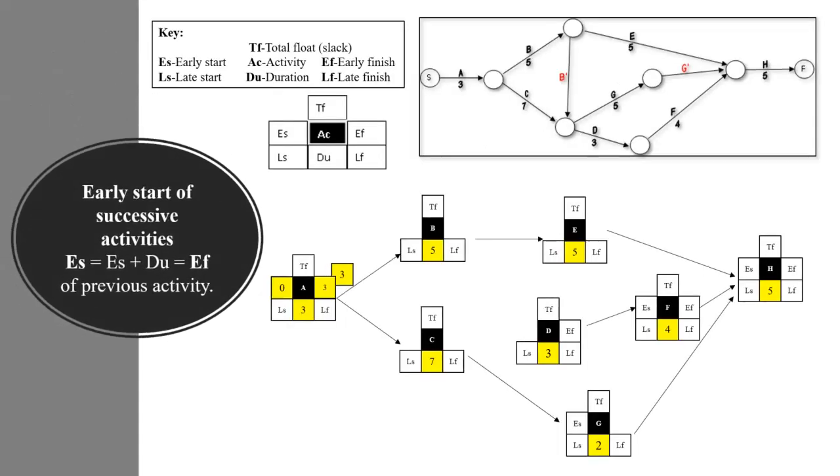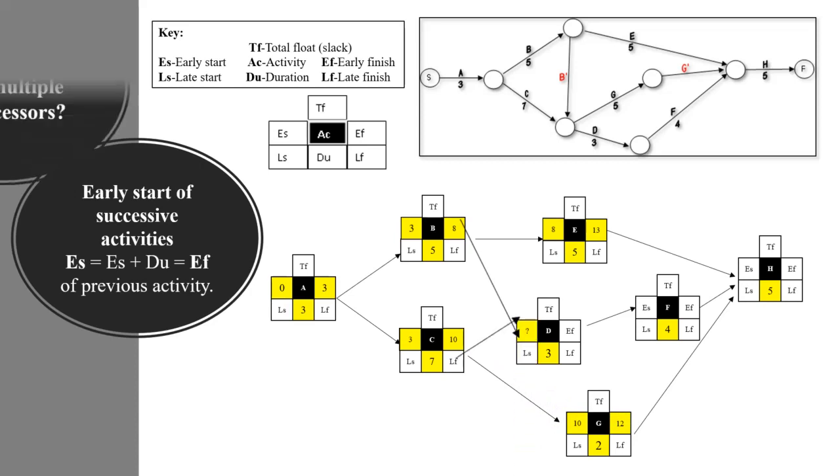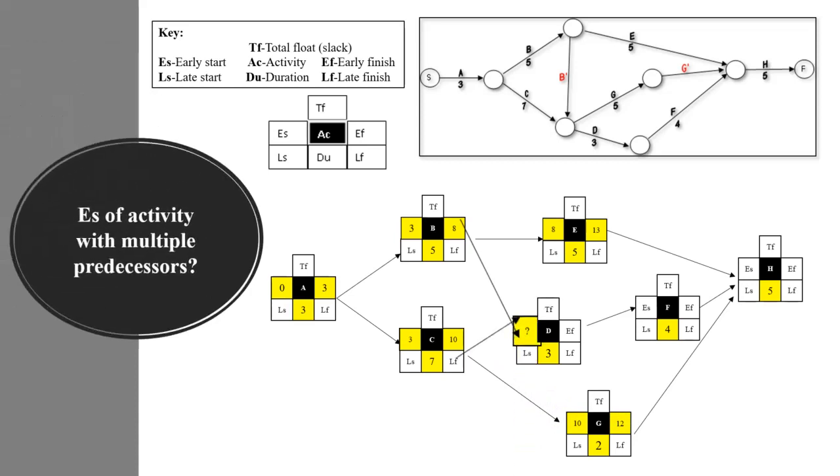The starting activity is followed by B and C. So the early start of B and C are equal to the early finish of A. Then we just continue to calculate early start and early finish using the formula. Early finish is equal to early start plus duration.